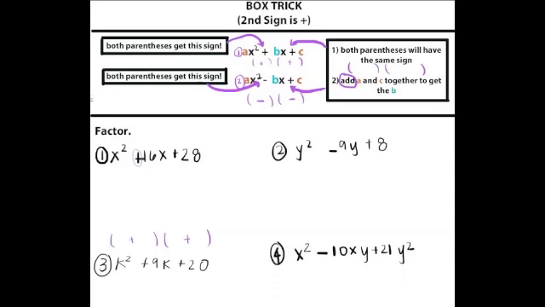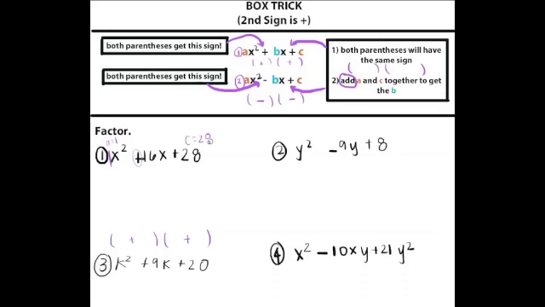So here's how we fill in. We want to look at what the number A is. In this case, the number A is a 1, because there's nothing written here. Remember, when there's nothing written, we call that a 1. And my number C is 28. Okay, so A is 1, and C is 28.